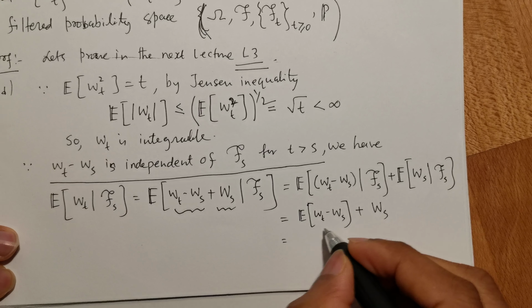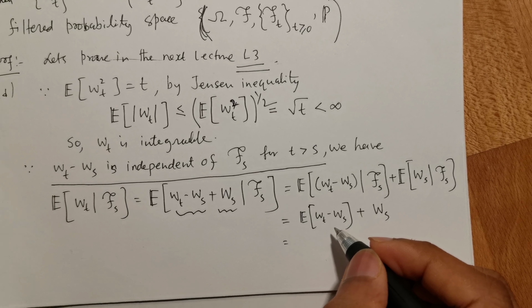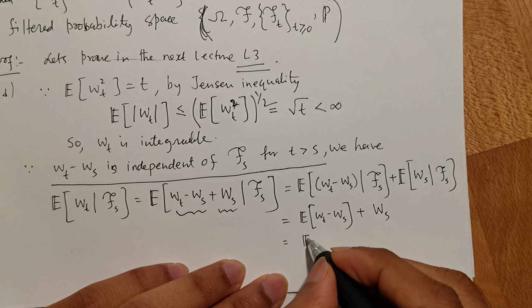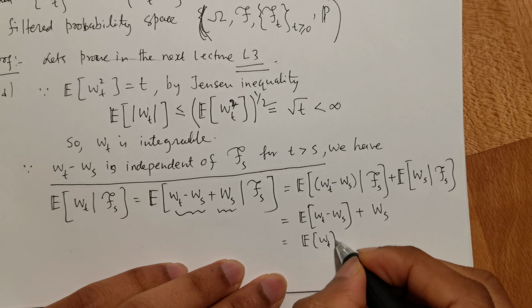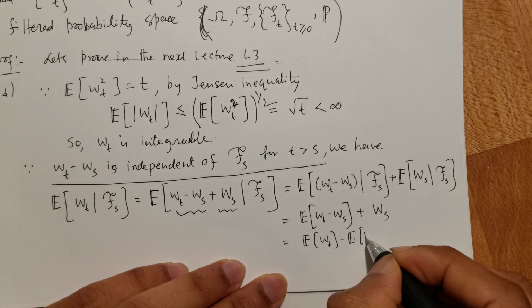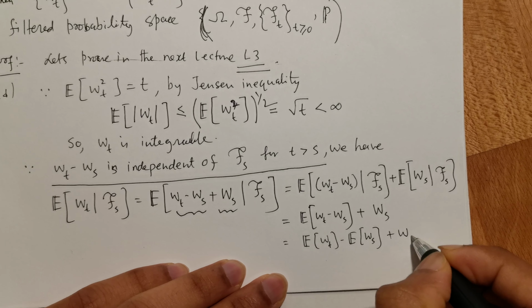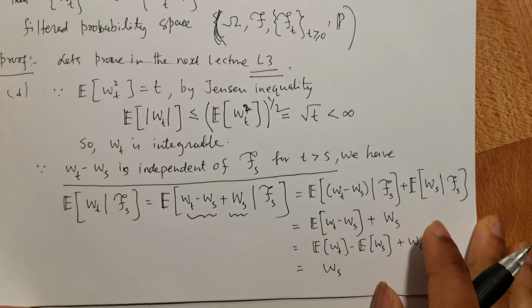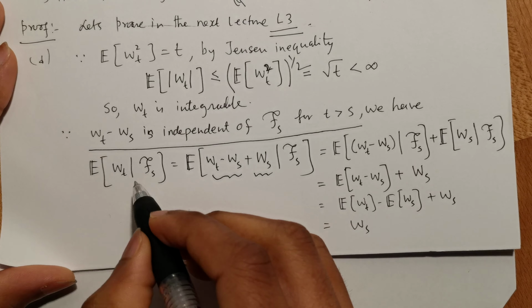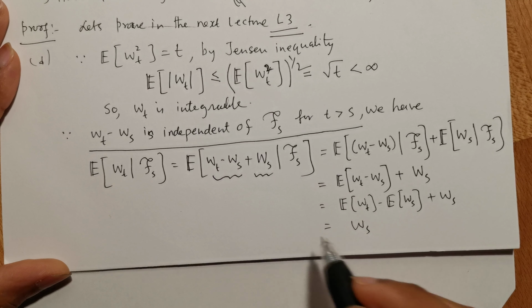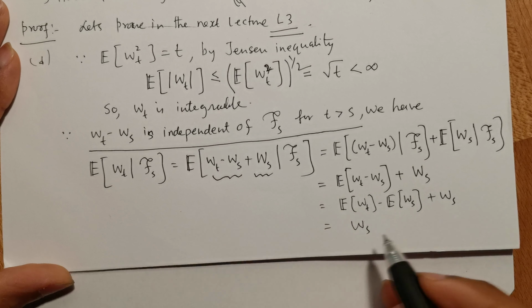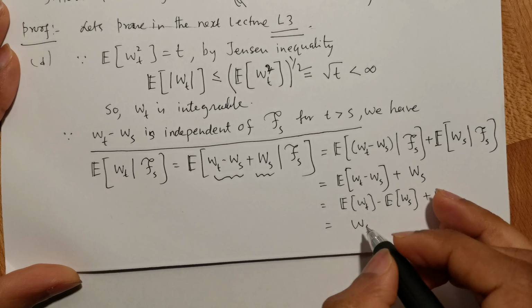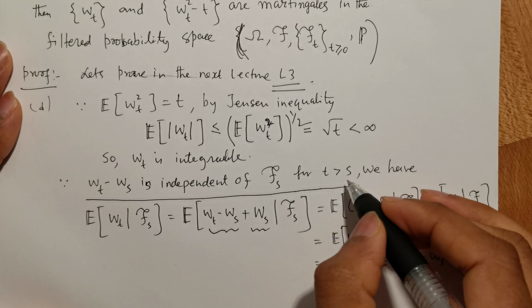Now this is 0, right? Because we know from the property of Wiener process that expectation of Wiener process is 0. So this is 0, this is 0, so this is simply Ws. So we have proved that Wt is a martingale. That's the last property for Wt to be a martingale, right? So conditional expectation of Wt given Fs is Ws, for all t greater or equal to s.